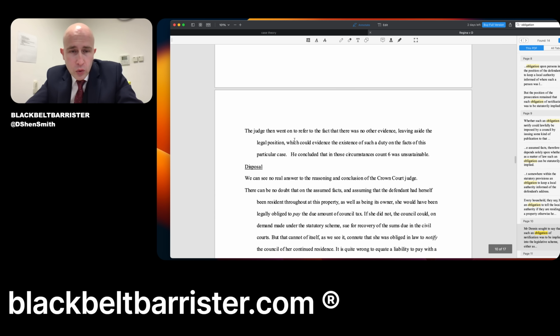And then in this Court of Appeal judgment, it describes that the judge went on to refer to the fact that there was no other evidence, leaving aside the legal position, which could evidence the existence of such a duty on the facts of this particular case, and concluded in those circumstances that count 6 was unsustainable. Now that count, just to be clear, was solely in respect of failing to disclose the information to the local authority, and therefore false representations by failing to disclose with a view to make a gain.